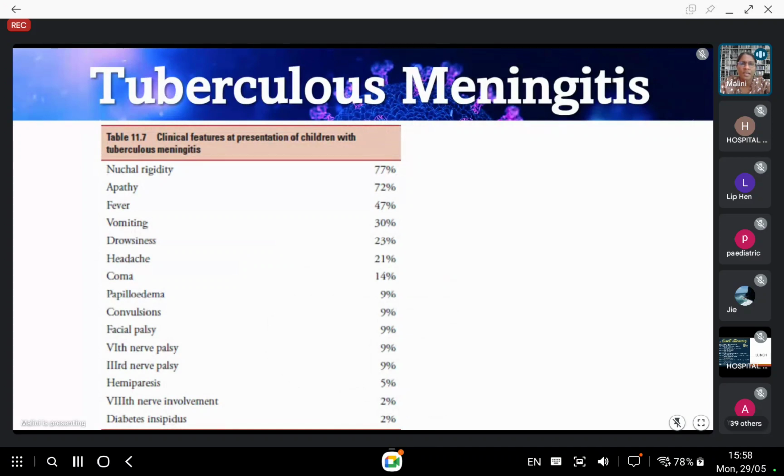So common signs will be neck stiffness, apathy, fever, vomiting, drowsiness, headache, and coma. But you can have a lot of cranial nerve involvement because, as I said, it settles down in the base of the skull.